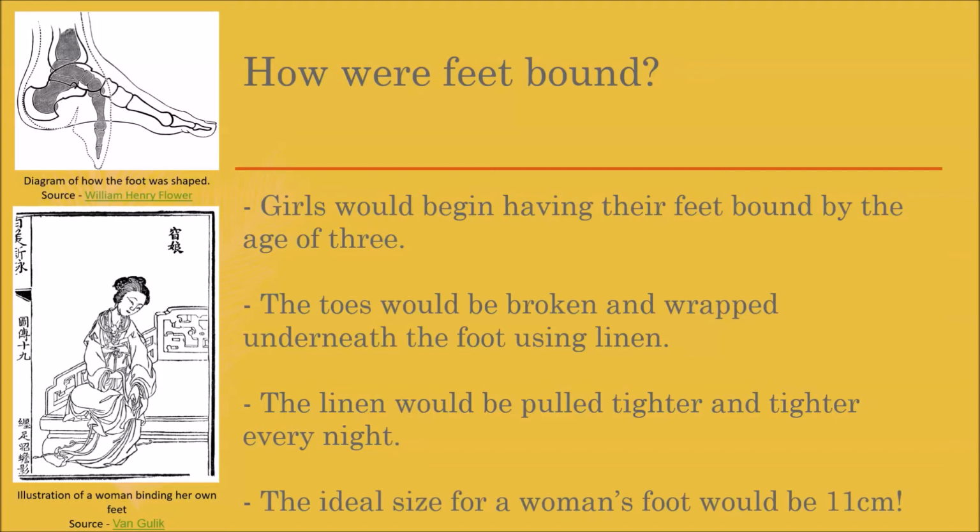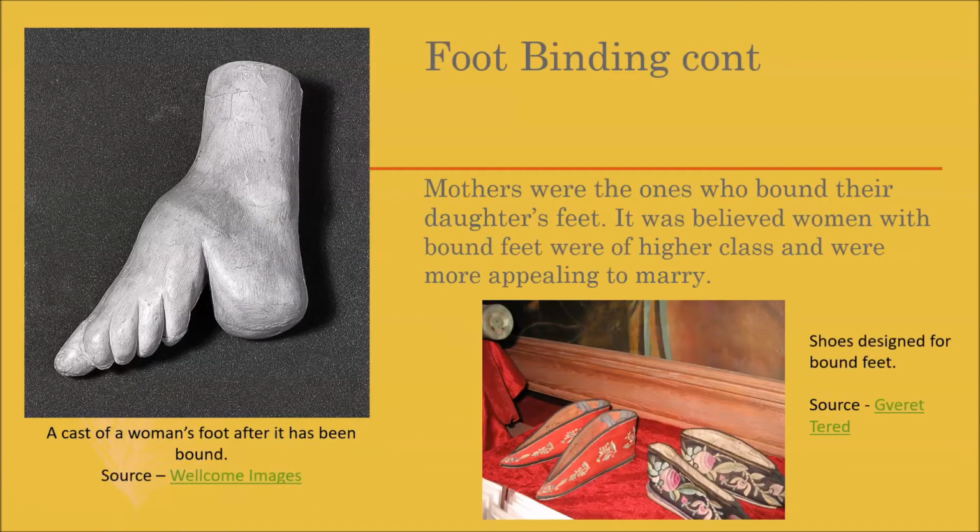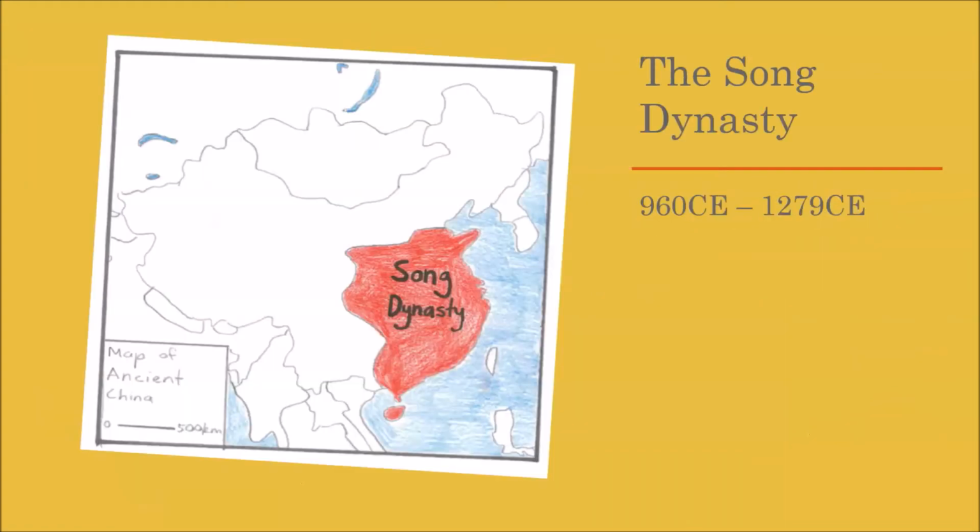Foot binding was a really cruel and really inhumane process that happened to a lot of girls and a lot of women for a long time. It's important we remember these things as well. Mothers were the ones who bound their daughters' feet. It was believed women with bound feet were of a higher class and were more appealing to marry. We can see that here, that's a model of the foot on the left, and then those were what the shoes looked like on the right.